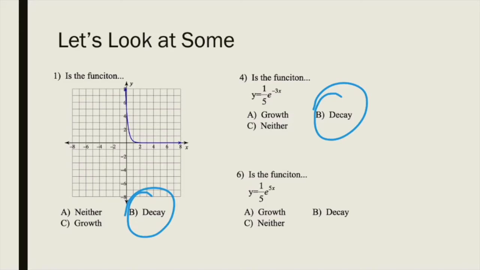And Natalie, again, why is it decay? Because of the negative 3. If our R value is negative, then it's decay. Okay. All right? What about number 6, growth, decay, or neither? Growth, because R is positive. The 5 there is positive. Yes.